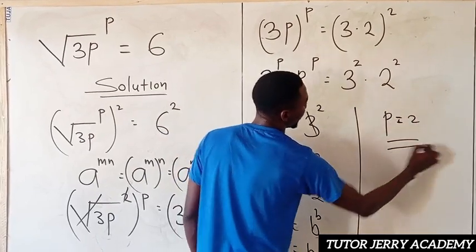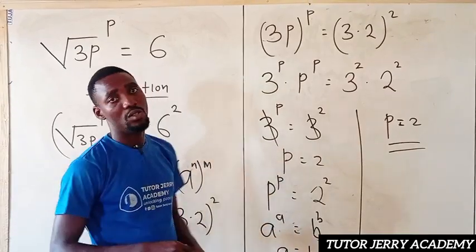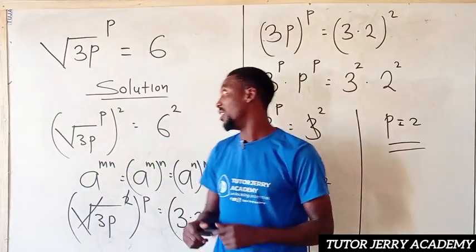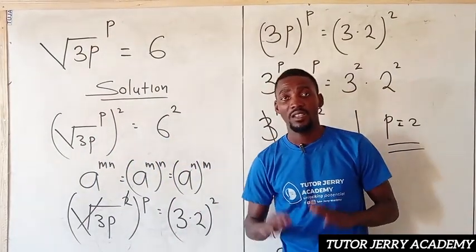So here the value of p is nothing but 2. So that is just the short way of solving this very fast.